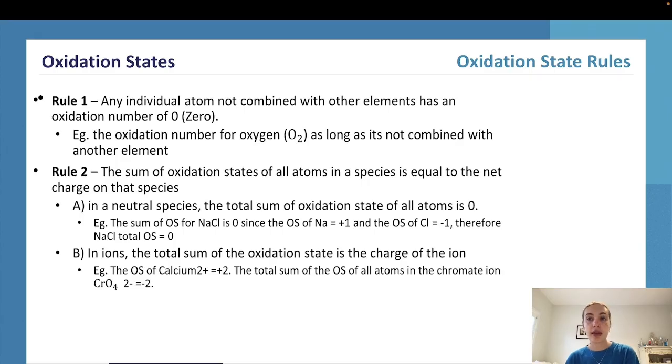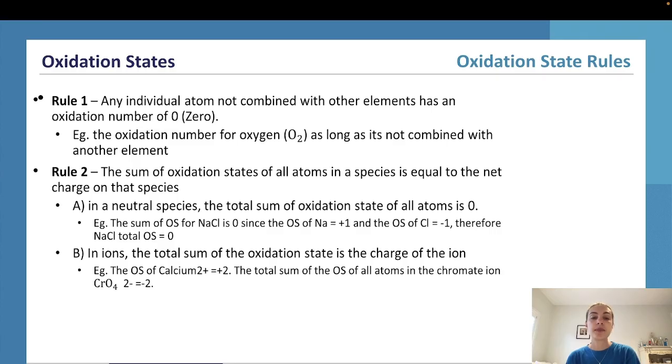And so that's important when you get questions which ask you, you have sodium chloride, what is the oxidation state of sodium? And then you would know that, oh, it's going to be +1. For part B of this rule, we consider ions, and so we have to consider that the total sum of the oxidation state is going to be the charge of the ion. So for example, the oxidation state of calcium 2+ is going to be +2. So you have Ca2+, and its oxidation state is +2.